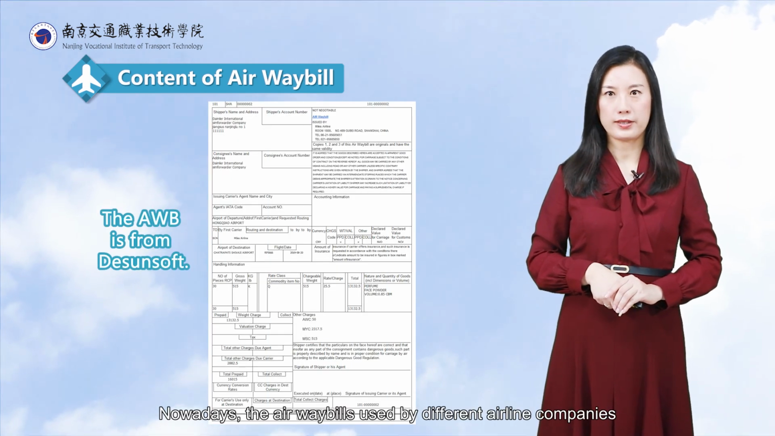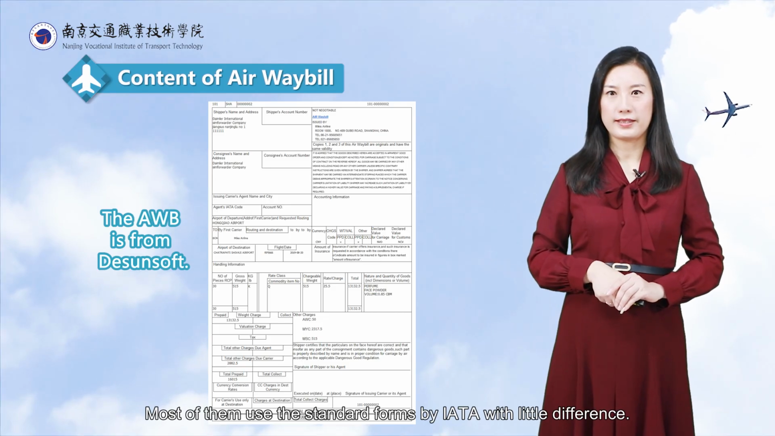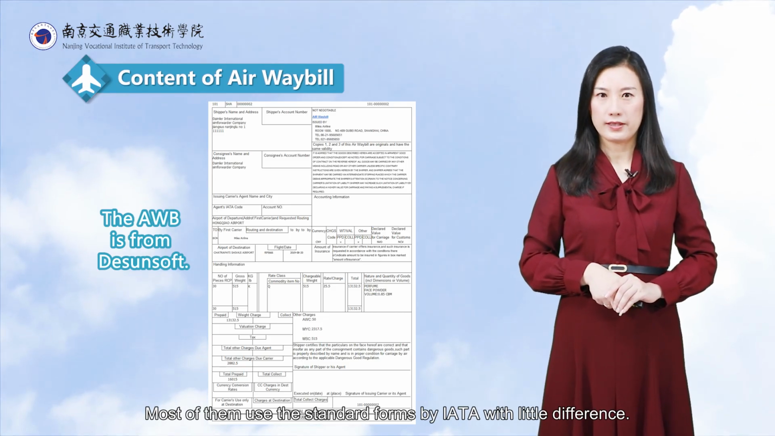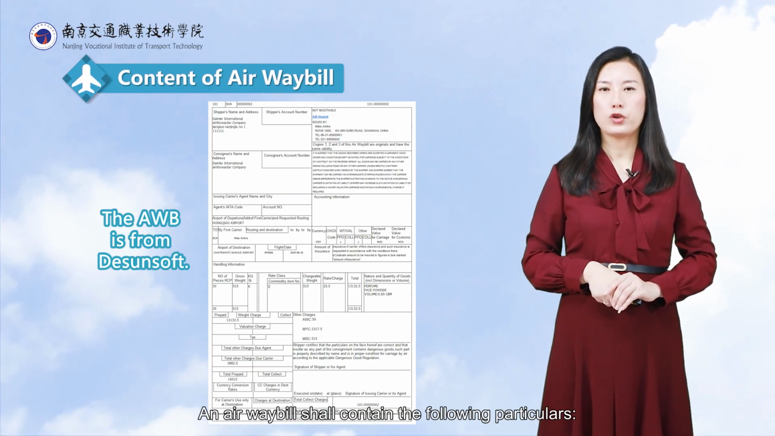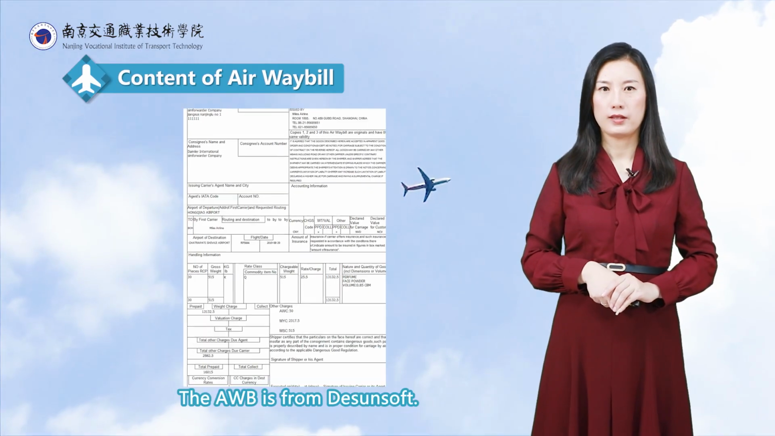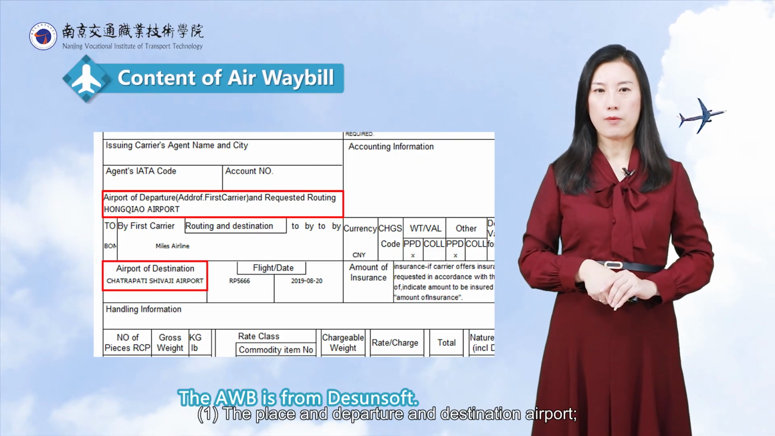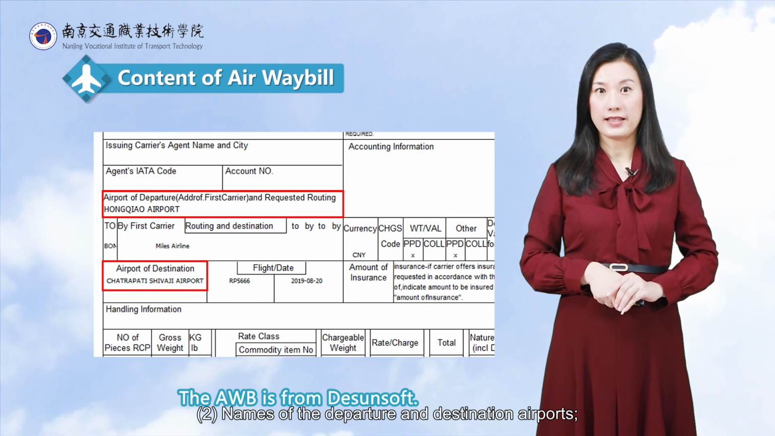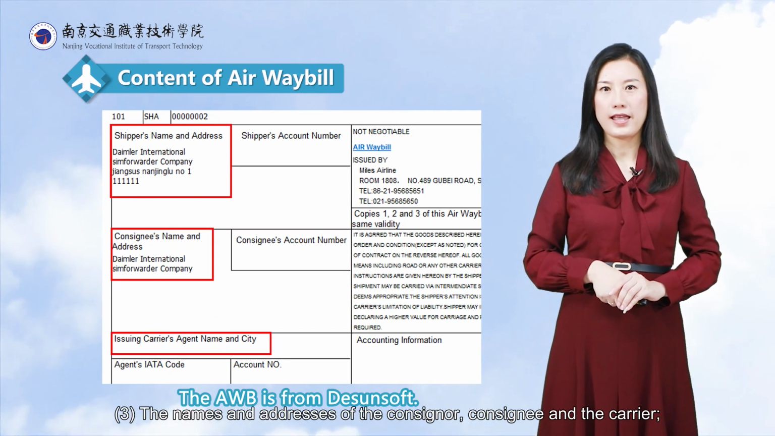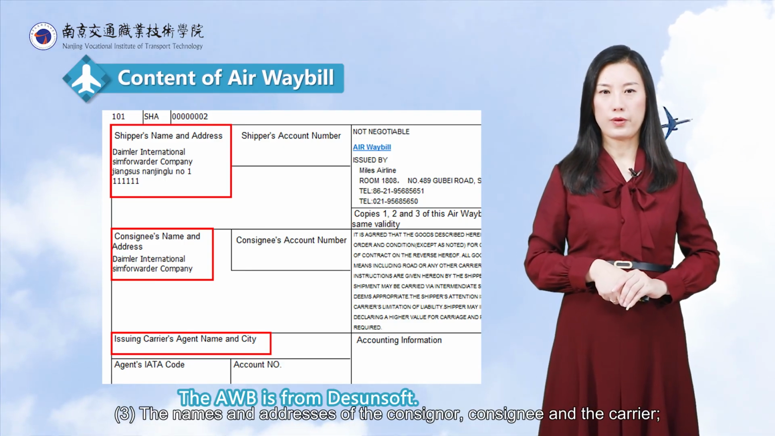Nowadays, the airway bills used by different airline companies are basically the same. Most of them use the standard form by IATA with little difference. An airway bill shall contain the following particulars. First, the place of departure and destination airport. Names of departure and destination airports. Then the names and addresses of the consignor, consignee, and carrier.